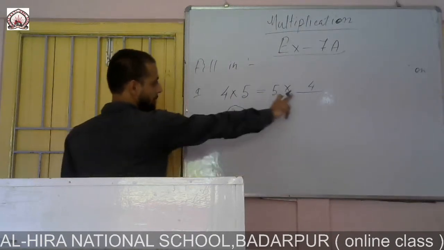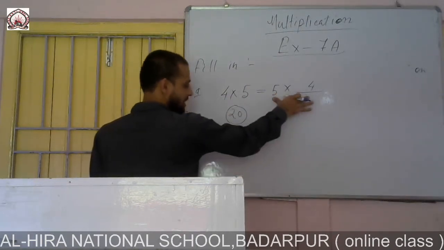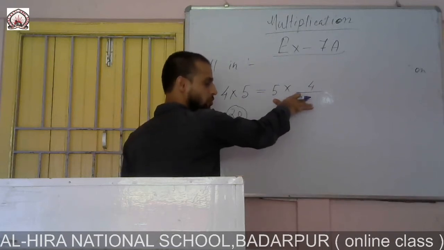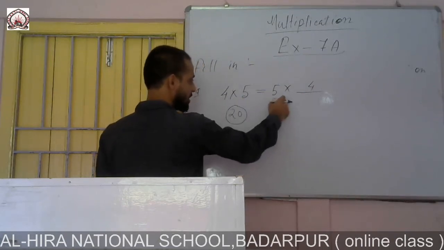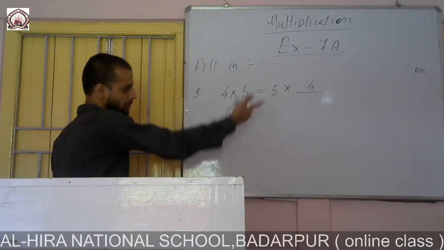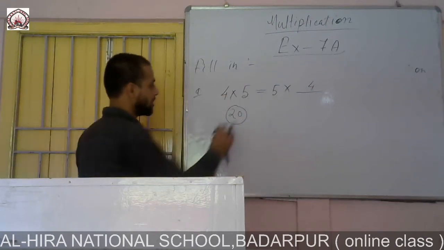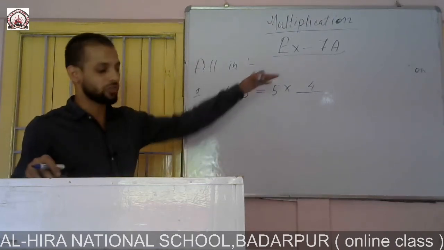Here you see, one number is missing. Here 4 and 5 are there. That means here also must be 5 and 4. So here one number is given. So which number is not given? 4. So simply we have to write there 4. So now you see both the sides are equal. 4 5s are 20, 5 4s are 20.